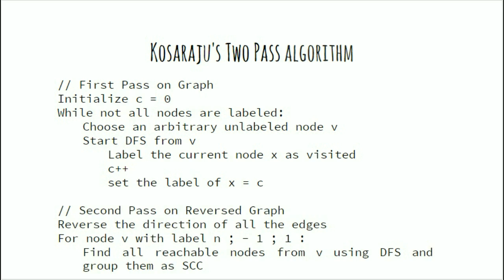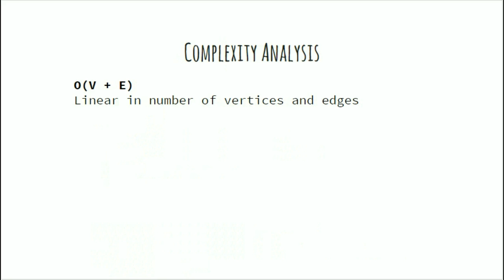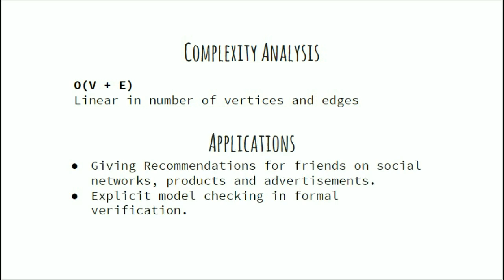We run the second pass on the reversed graph. We first reverse the graph by reversing the direction of all the edges. Then for every label n-1 up to 1 we created during the first pass, we run DFS and group every reachable node as a strongly connected component. The asymptotic running time of Kosaraju's algorithm is the same as that of DFS, that is linear in the number of vertices and edges. The applications of strongly connected components include recommendation for friends on social networks, products on shopping sites, advertisements, and model checking in formal verification.